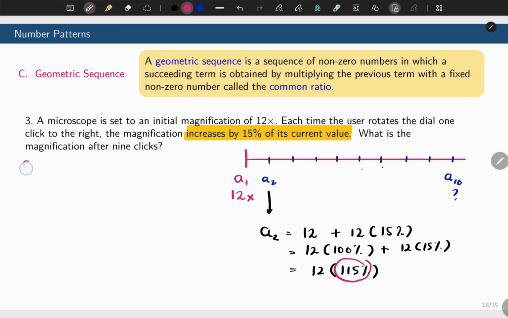So, let's write the given. Your A sub 1 is 12. Your R is equal to 115% or 1.15. Okay. So, ngayon, yung hinahanap is A sub 10 after 9 clicks.